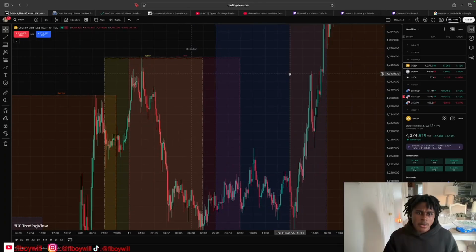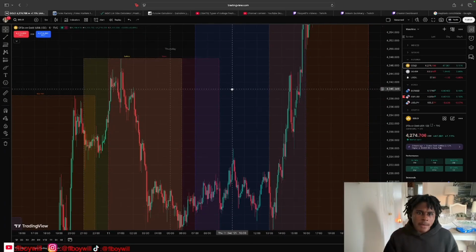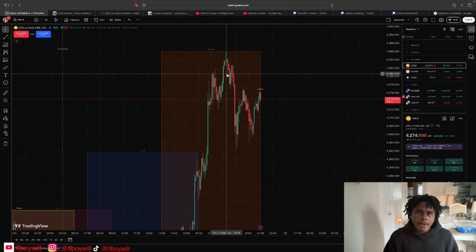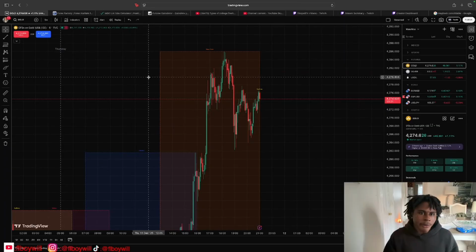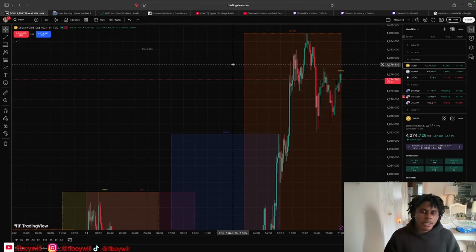Y'all want to learn a little bit about fair value gaps? Let's talk about fair value gaps. Okay, this is fair value gaps part 1.